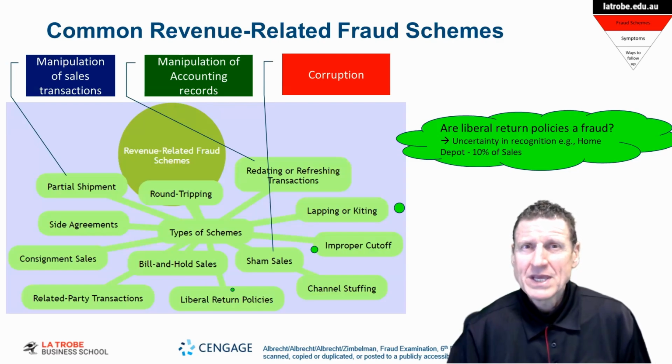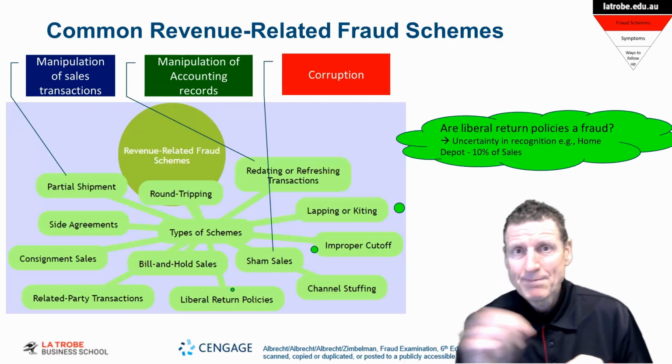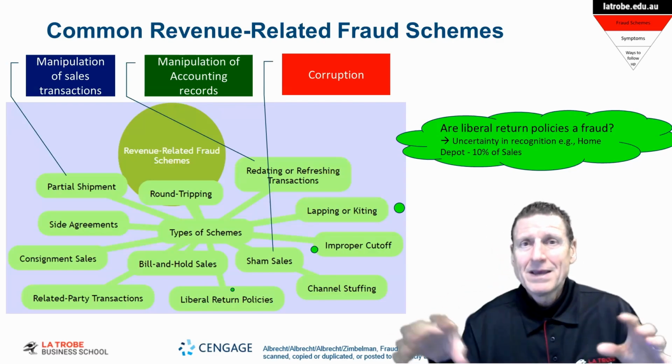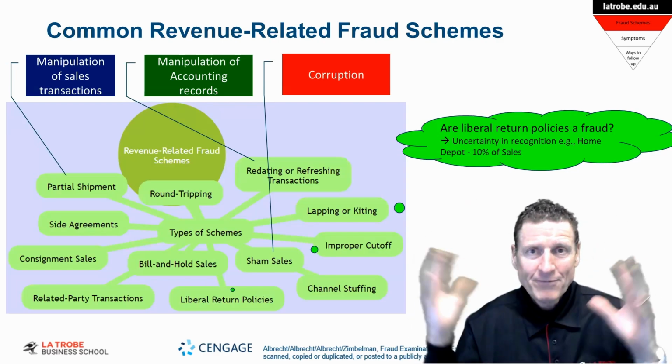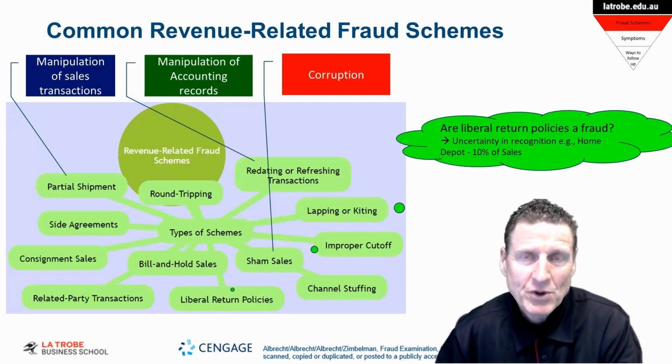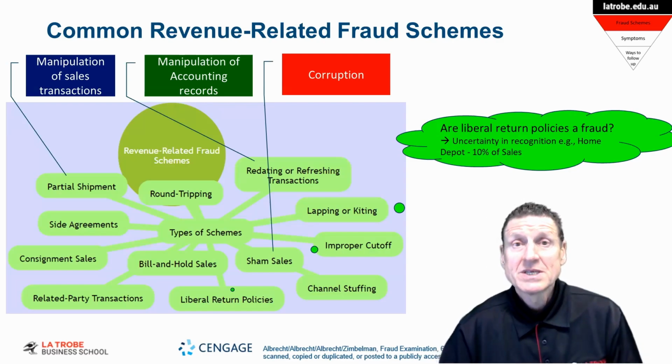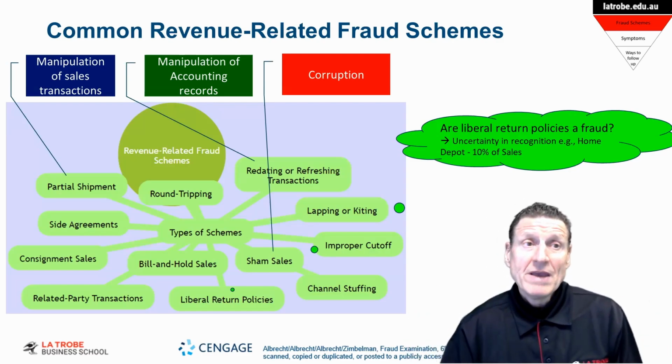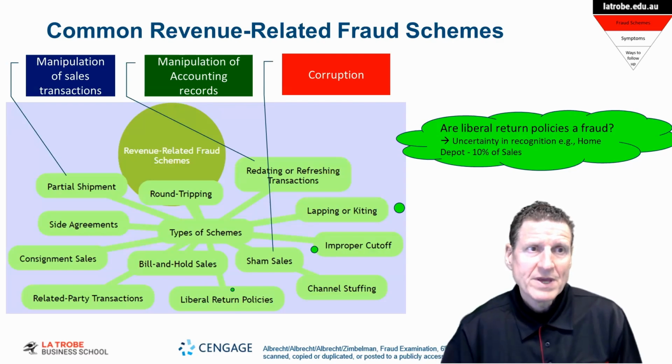In some ways, the round tripping that Qwest did with Enron could be associated with sham sales, because they weren't really sales, because they were actually buying back and then creating excess revenues for everyone, but there was no value added created in those transactions for both parties. So if we've got these three different groups, and we can group all of these into manipulation of sales, manipulation of accounting records, and corruption, then we have a better idea of understanding the different revenue-related frauds.